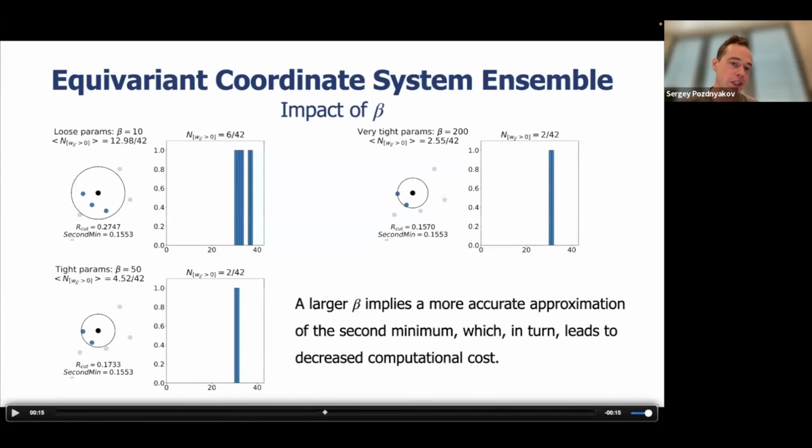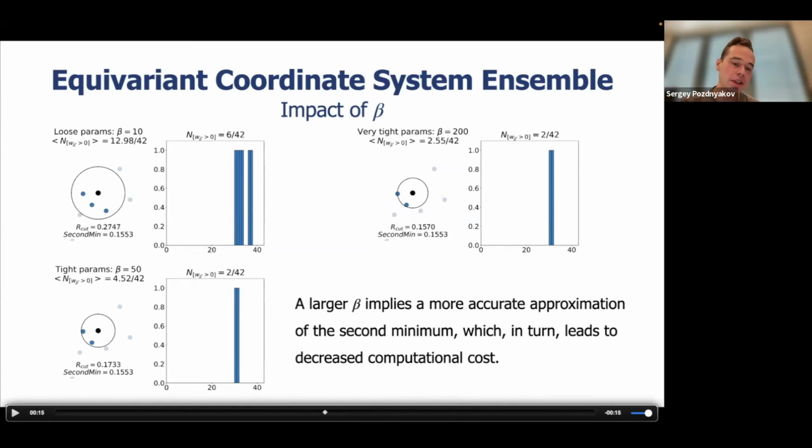So overall, this situation results in that the average number of coordinate systems used by the symmetrization protocol for beta equal to 10 is about 13. The average number of coordinate systems for beta of 50 is about 4.5, and for a very large beta of 200, our symmetrization protocol uses as few as 2.5 coordinate systems on average. So as you can see, the larger beta implies a more accurate approximation of the second minimum, which in turn leads to decreased computational cost.